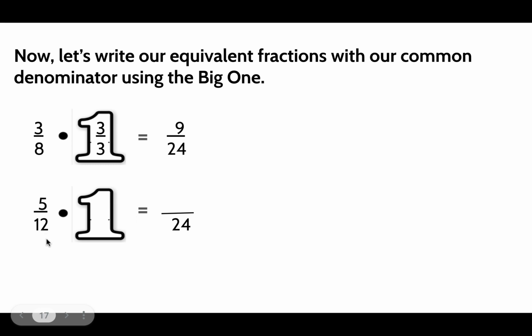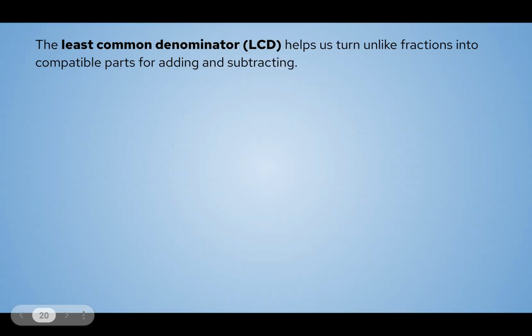We'll do the same thing with 5/12. What can I multiply 12 by to get 24? And it's 2. Again, 2 divided by 2 is 1. I'm not changing the value of 5/12. It's going to be equivalent. So 5 multiplied by 2 is 10. So 10/24. Notice now that they have the common denominator. So now if I need to add or subtract, I can because they have common denominators.